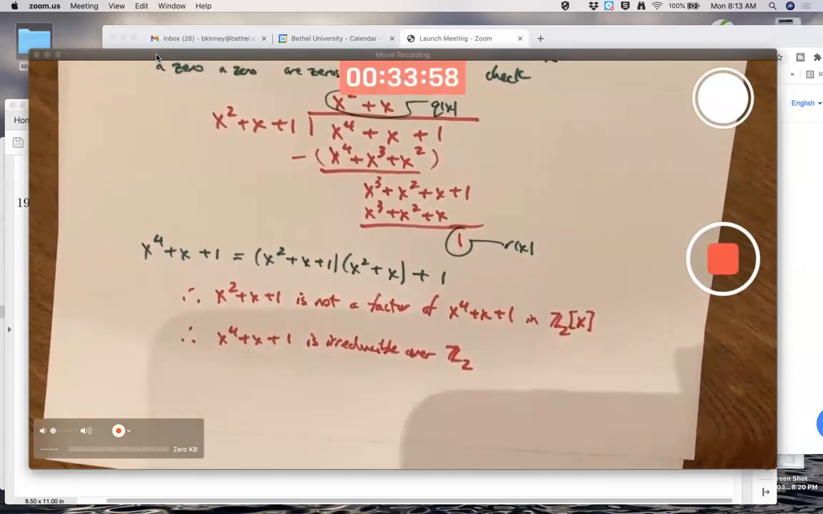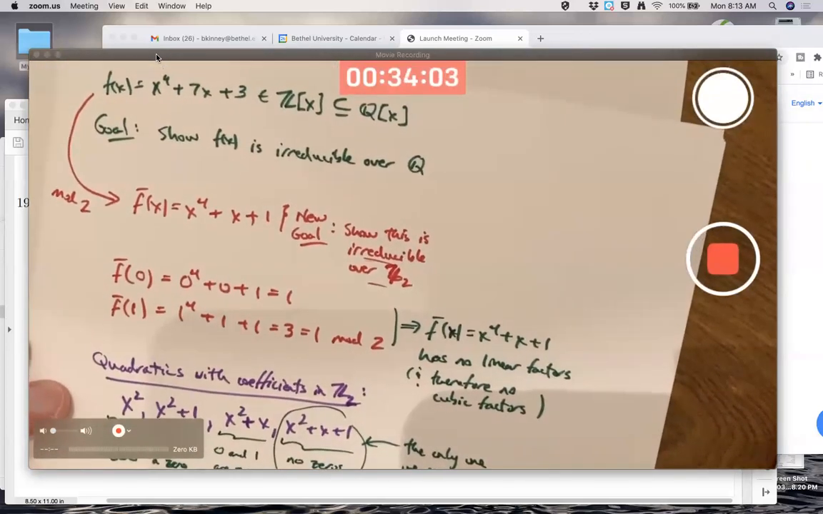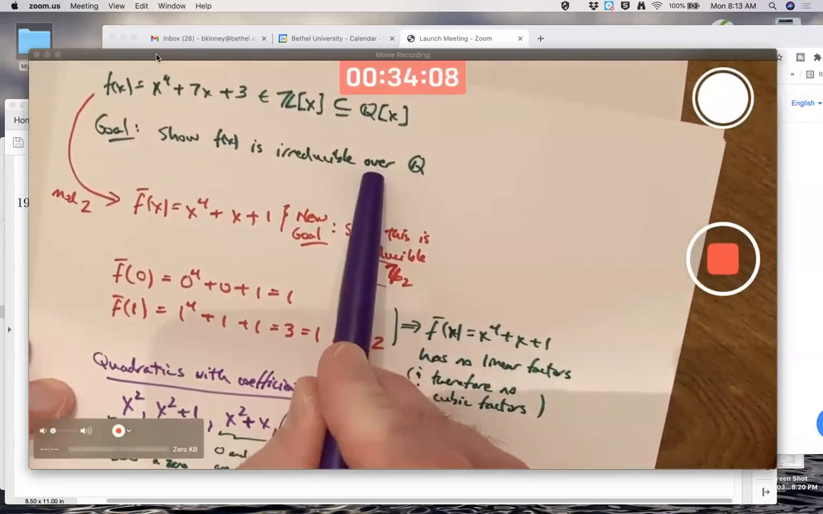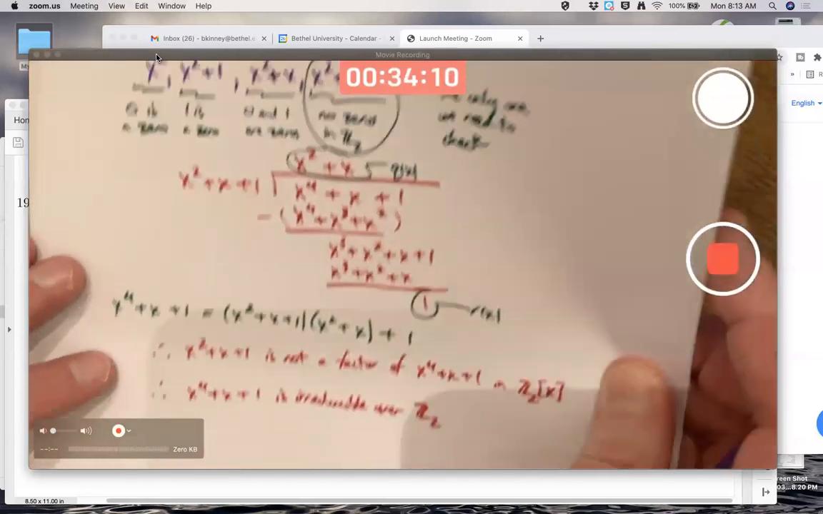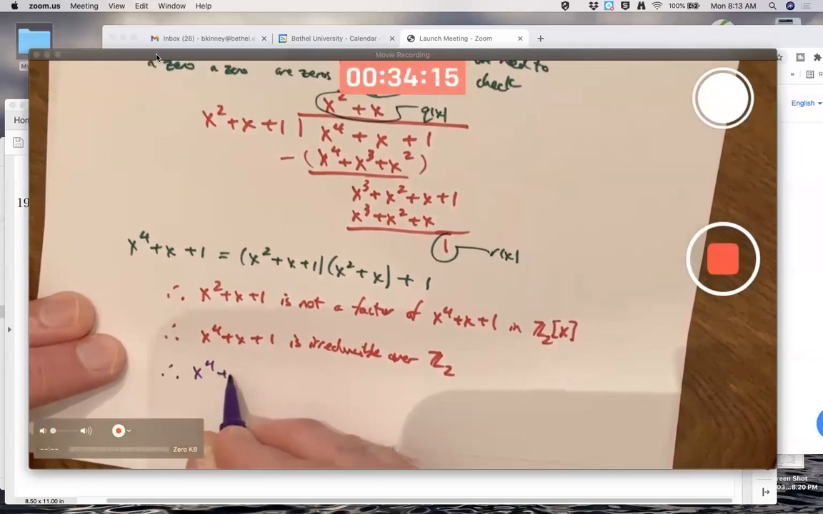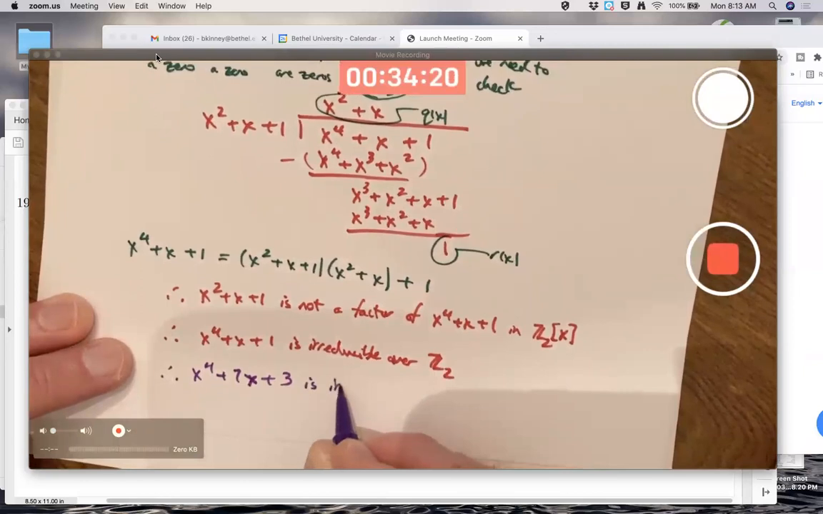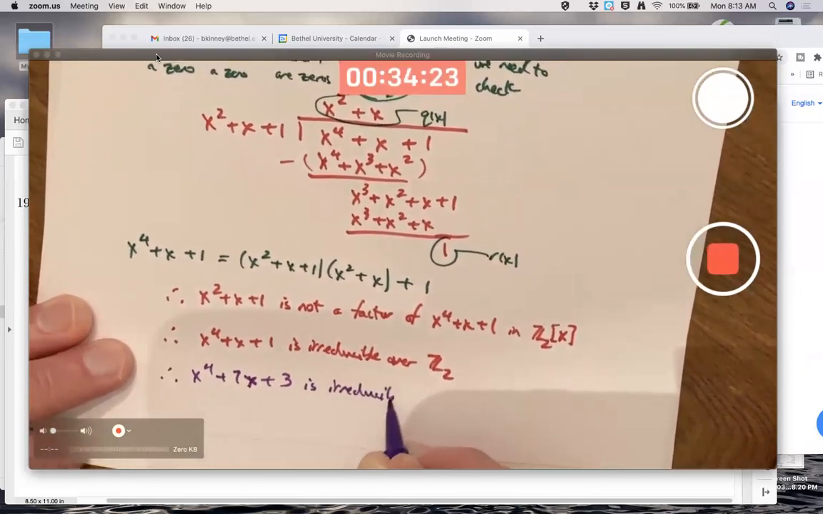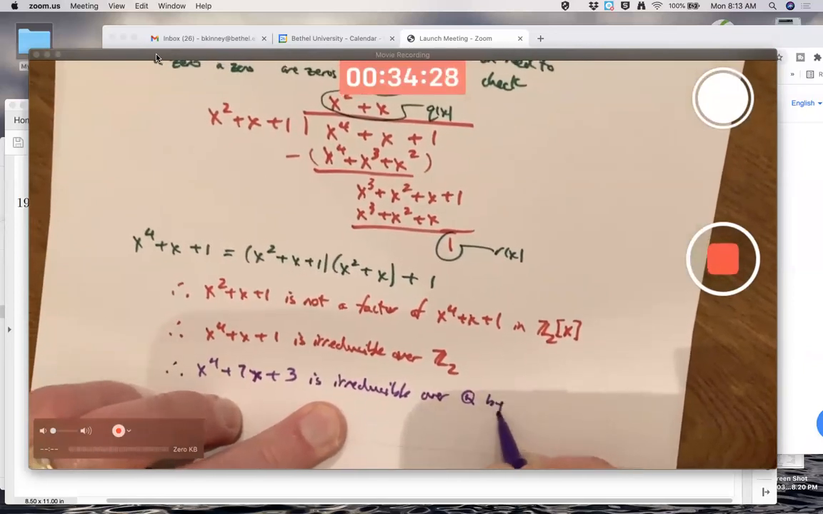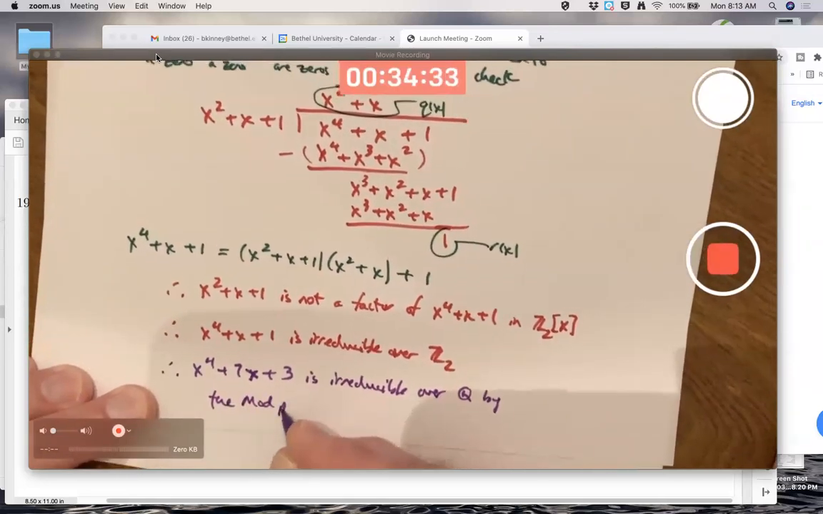And that helps us finish because now we can say that this is irreducible over Q by that mod P irreducibility test.